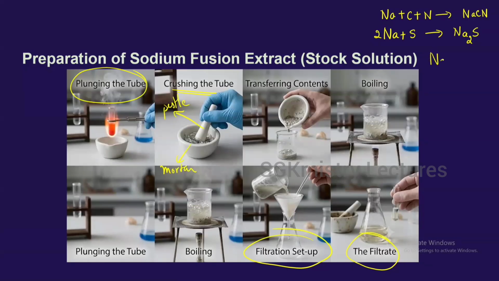Next, if there is halogen present in the compound, then because of the fusion, the sodium combines with the halogen present in the given organic compound to give sodium halide. Here the halogen can be chlorine, bromine, or iodine. But especially in this case, chlorobenzene will most probably be the organic compound given, so we are talking about chlorine in specific.